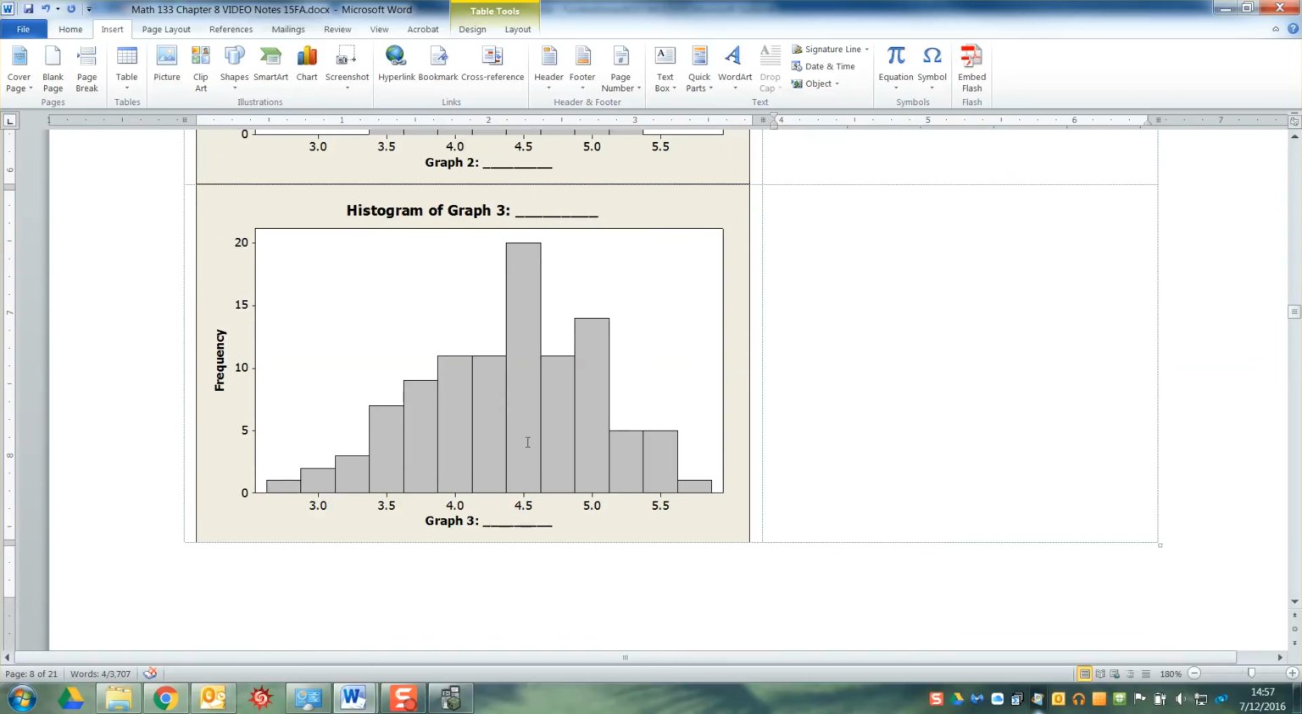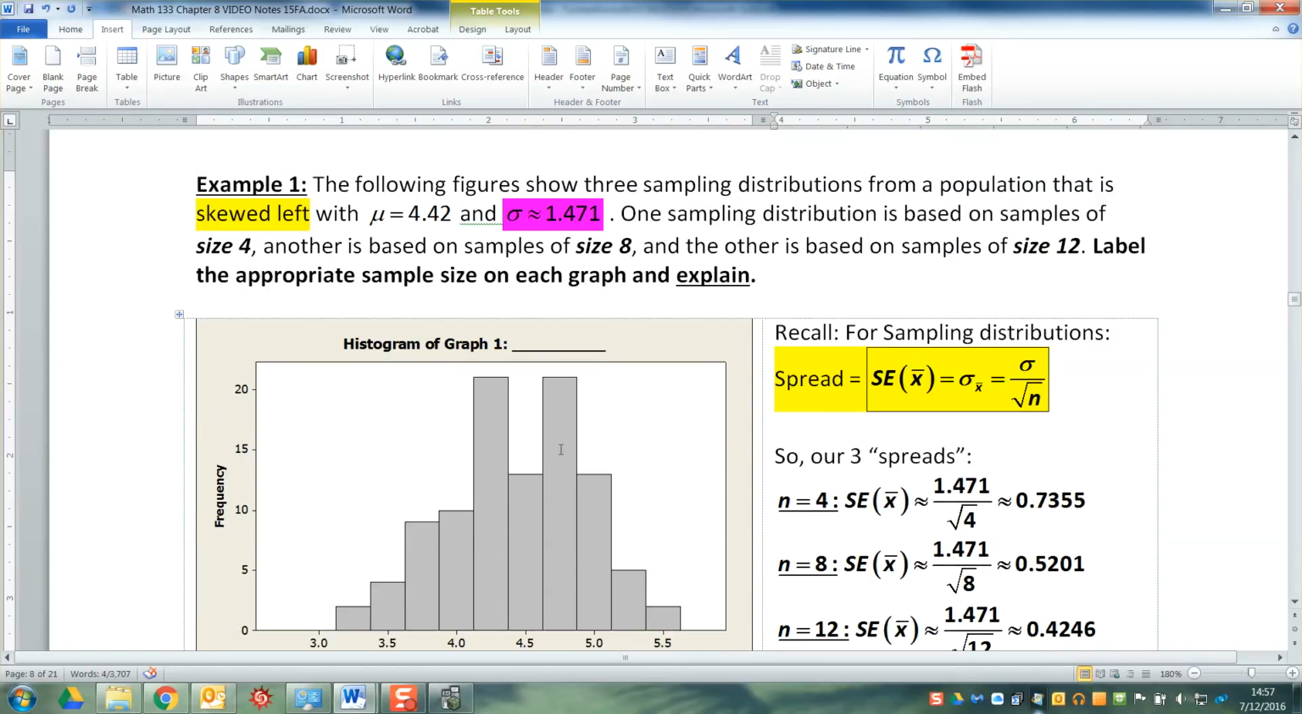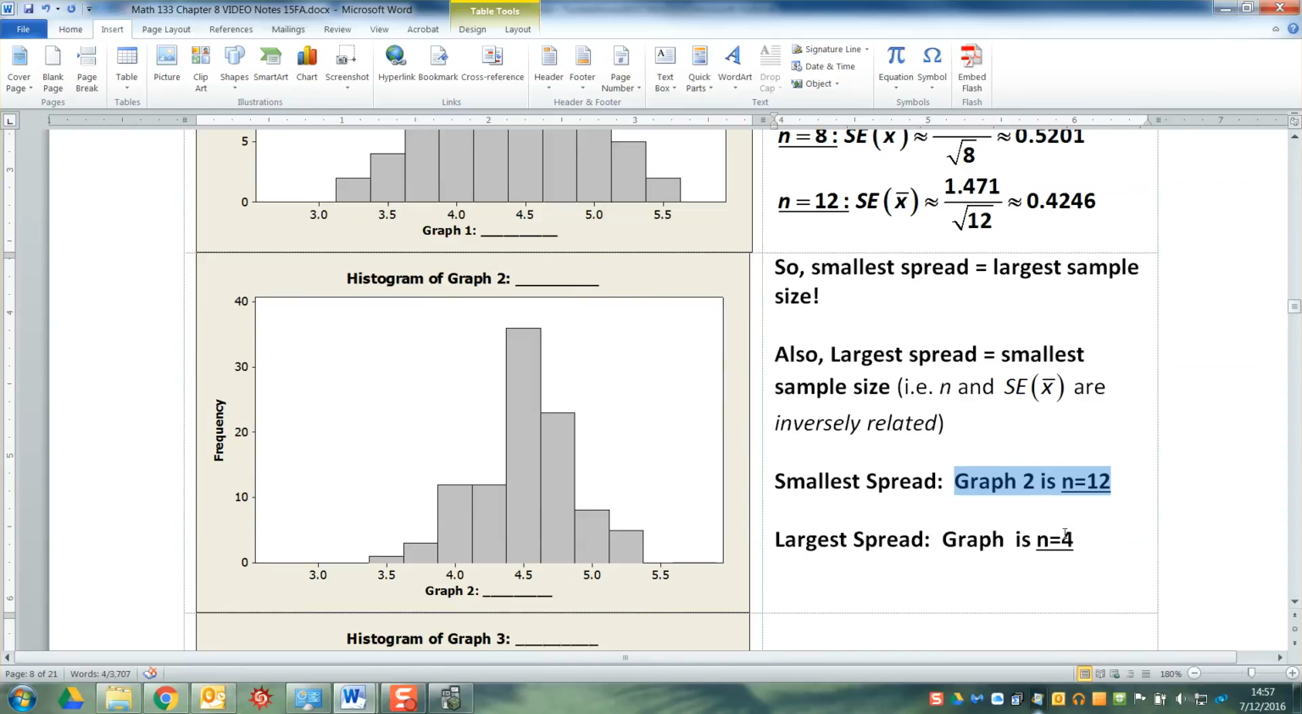But let's look at graph 3. All right, look at this. We have values over here past 3.0 and past 5.5. That doesn't happen on graph 1. So that means that graph 3 must be the largest spread, and then the medium, Goldilocks if you will, the medium spread is 8, the one in the middle. If you remember the fairy tale Goldilocks and the Three Bears, one's too big, one's too small, and one's just right. So graph 1 is the middle one.